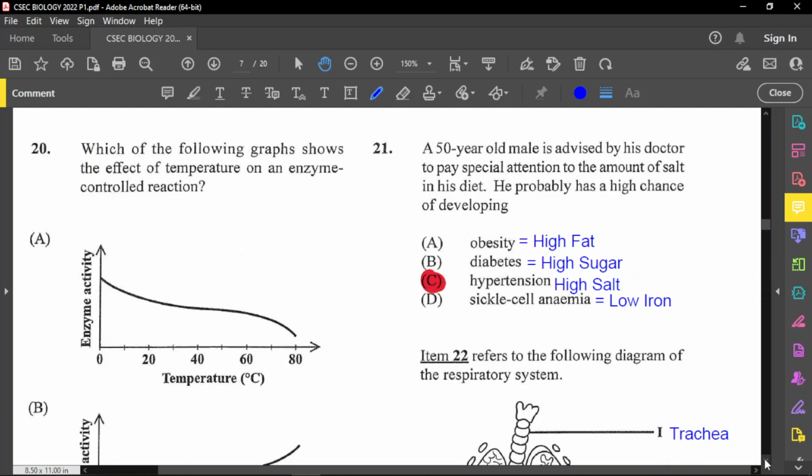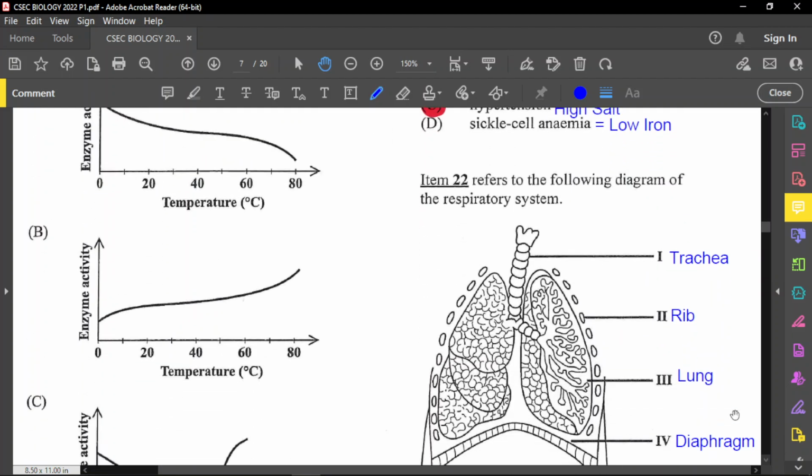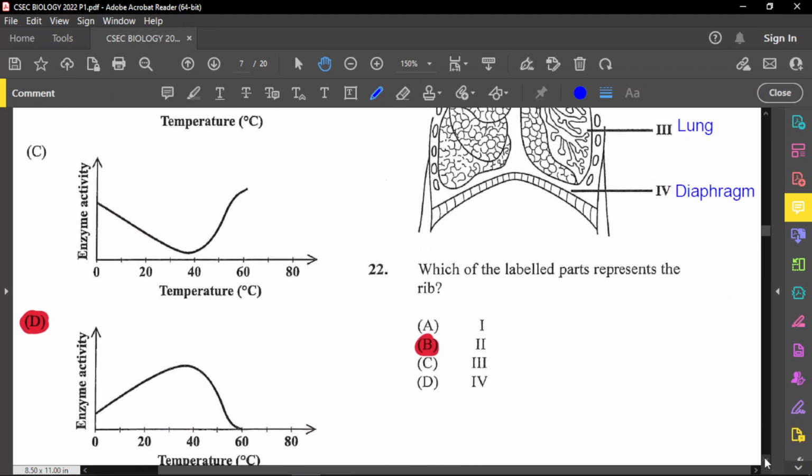For question number 20, which of the following graphs shows the effect of temperature on an enzyme-controlled reaction? What is very important is that enzymes are inactive at low temperatures, and as temperature rises, they become more active, and if temperature is too high, then they are going to decline in terms of activity.